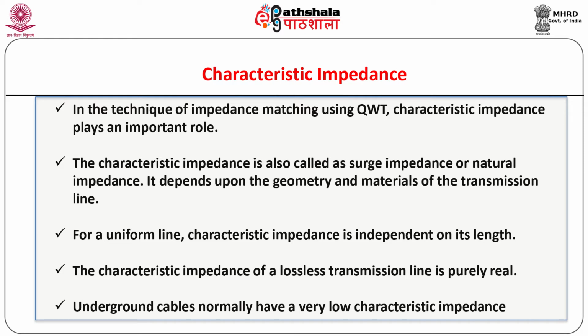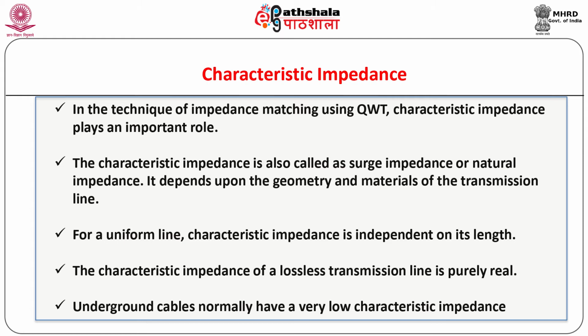From the discussion made so far, we know that in the technique of impedance matching using QWT, characteristic impedance plays an important role. Let us note some points related with characteristic impedance. The characteristic impedance is also called surge impedance or natural impedance. It depends upon the geometry and materials of the transmission line. For a uniform line, characteristic impedance is independent of its length. A lossless transmission line is defined as a transmission line that has no line resistance and no dielectric loss. The characteristic impedance of a lossless transmission line is purely real.